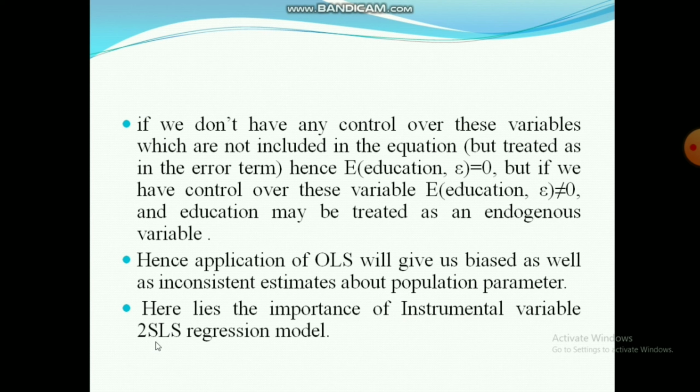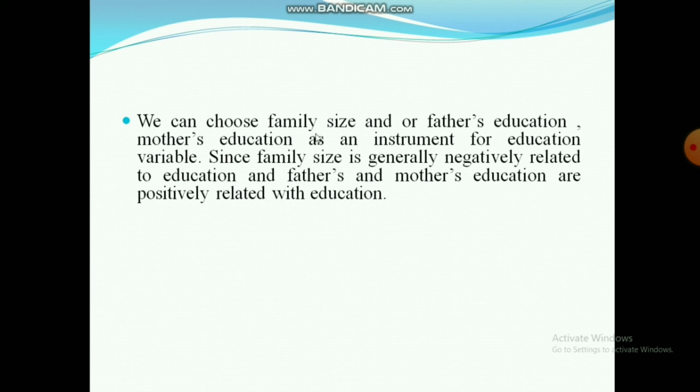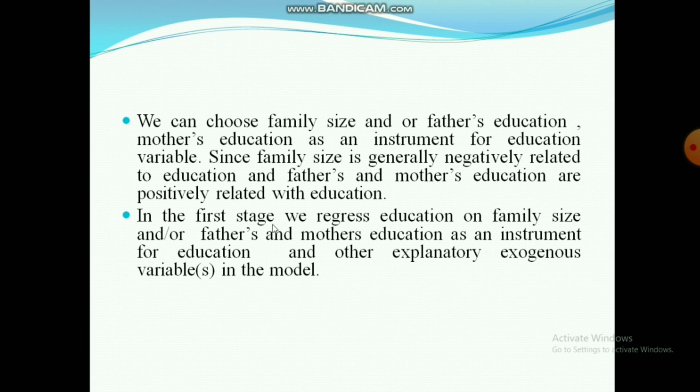Here lies the importance of the instrumental variable 2SLS regression model. We can choose family size, father's education and mother's education as instruments for the education variable, since family size is generally negatively related to education, and father's and mother's education are positively related with education. So in the first stage, we regress education on family size and father's and mother's education as instrument variables, along with the other explanatory exogenous variables in the model.